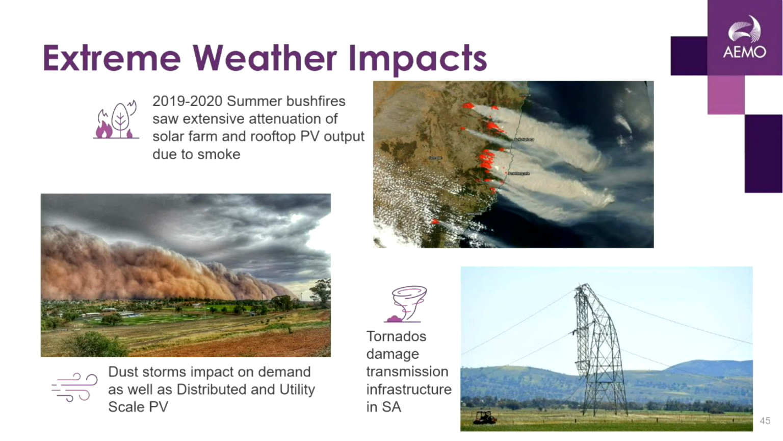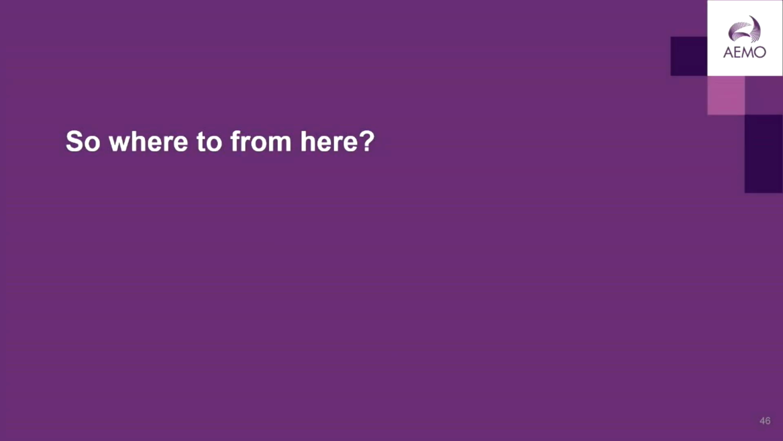And if that's not fun enough, Mother Nature likes to get involved and throw things at us as well, like bushfires, dust storms, tornadoes, and convective downbursts. The latter of which are very good at bringing down transmission infrastructure in South Australia, as we can see in the lower right picture. And the New South Wales and Victorian bushfires from 1920 had significant impact on solar generation, as well as obviously health implications in people's lives. So where to from here?